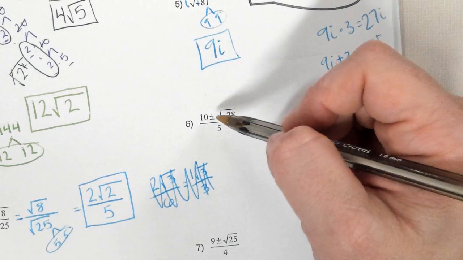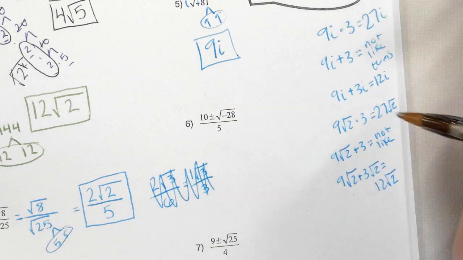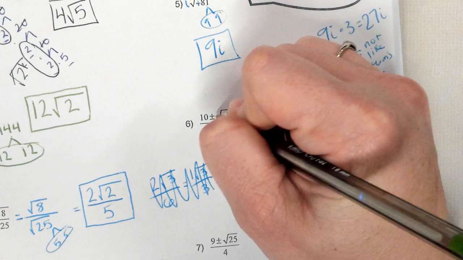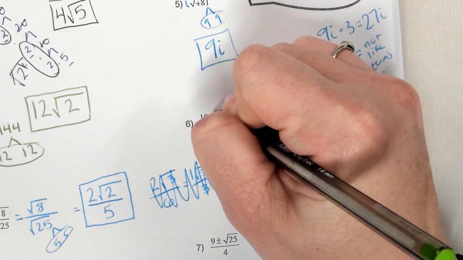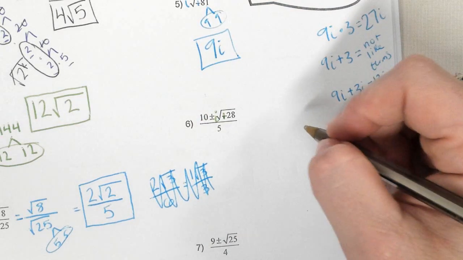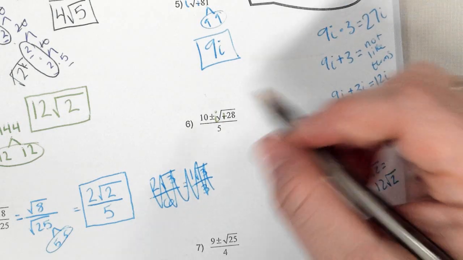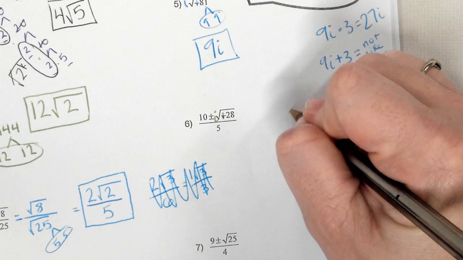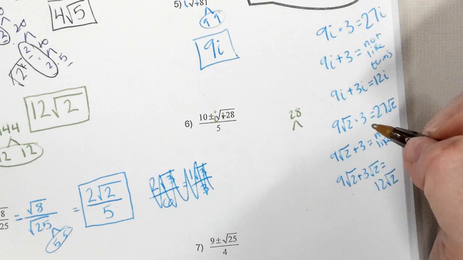So first things first, we need to break down this square root of negative 28. Well, first off, I'm going to make it positive, and I'm going to put an i so I don't forget. The i doesn't go with the 10 because the 10 already has a plus. No, it goes with the radical, just right in front of that radical.